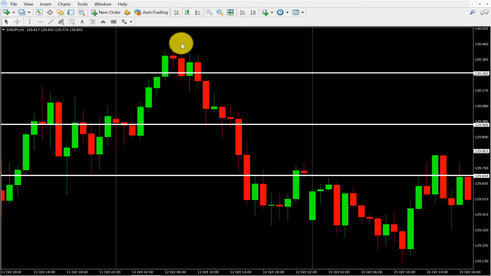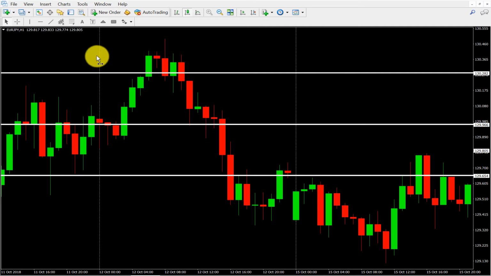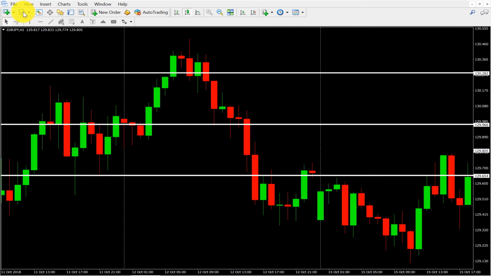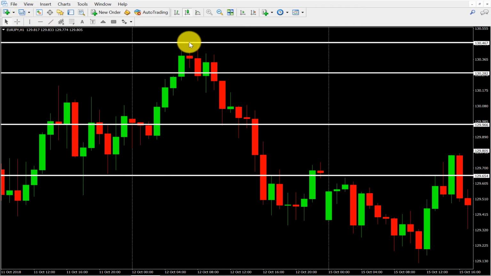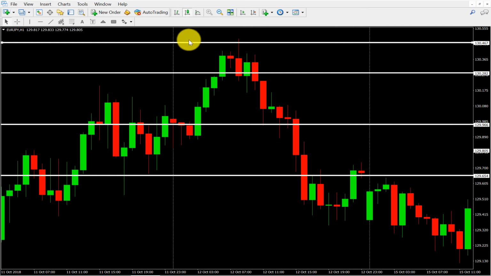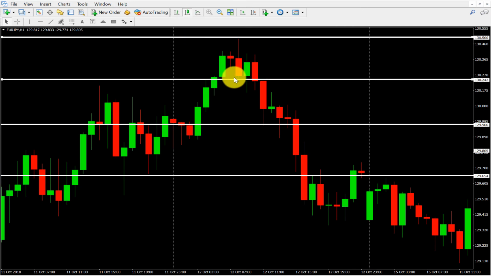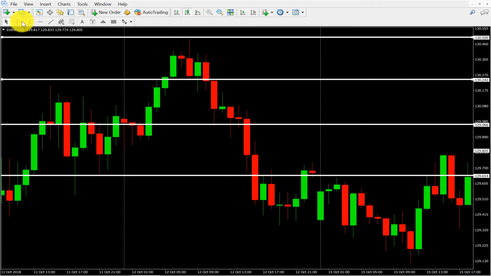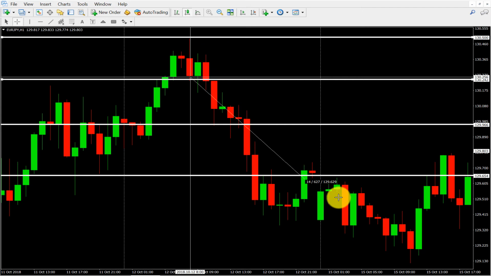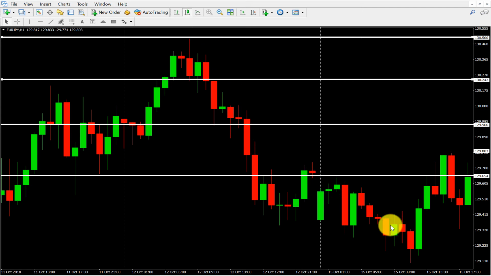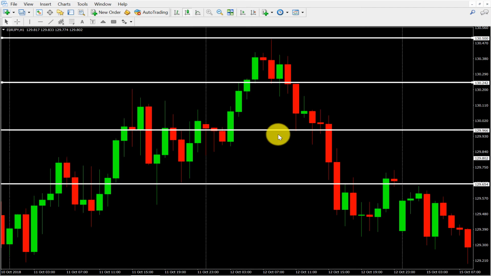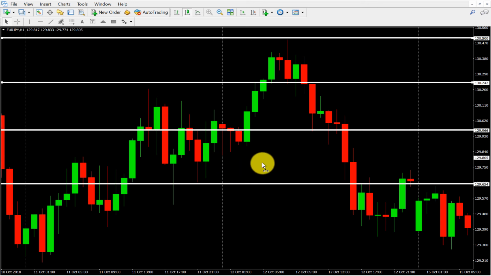Now we'll search for some more. Here is a wick, although the wick is not so tall, but we can take this trade. Here we place a buy stop and a sell stop. If we took this trade, the risk was only 24 pips, and we could get more than 105 pips reward.